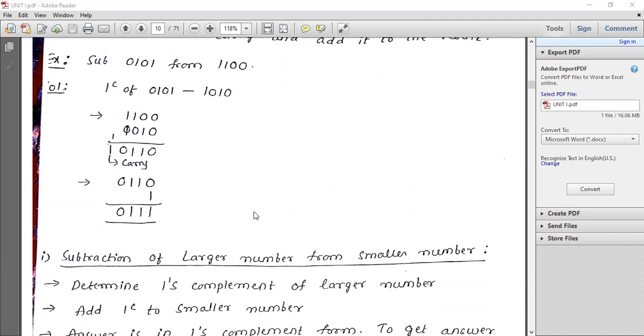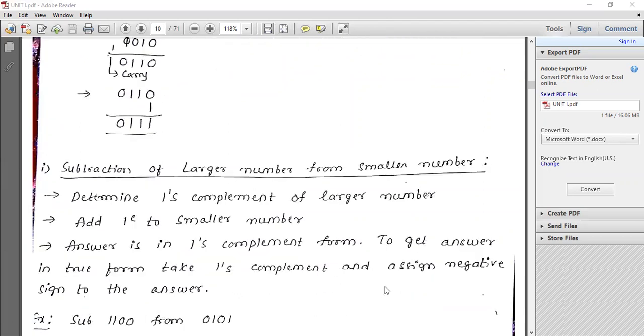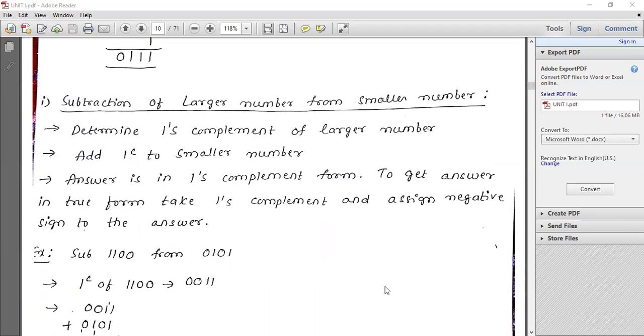Similarly, subtraction of a larger number from a smaller number. The same procedure must be applied, but you have to concentrate on b always, that is, in a minus b, the number which is getting subtracted. Always perform the complement process on that. So for subtraction of a larger number from a smaller number, you determine the 1's complement of the larger number, then add it to the smaller number. In this case, there will not be a chance of carry generation.